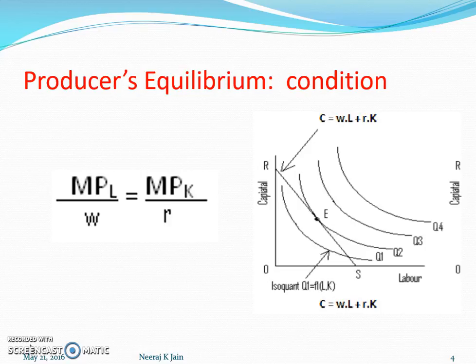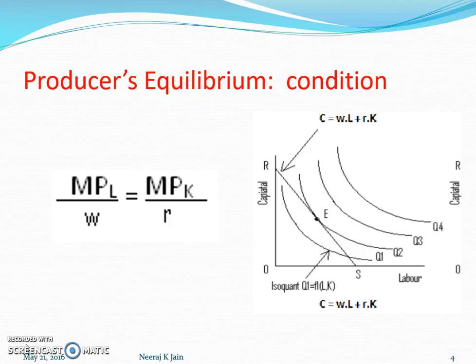But this is constrained by the budget line RS, which shows the linear function of wage rate and capital rate. We can see here the cost line can permit a producer to produce only at the level of Q2, so it can be termed as producer equilibrium. Here it is a tangency point between the isoquant and the isocost line. So the slope of isoquant and isocost line will be same.